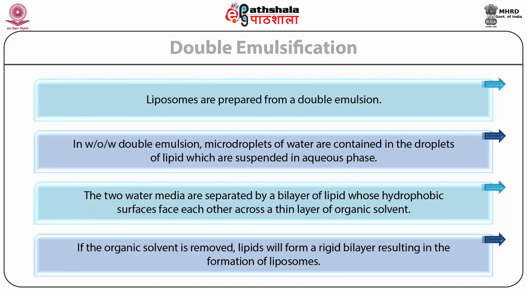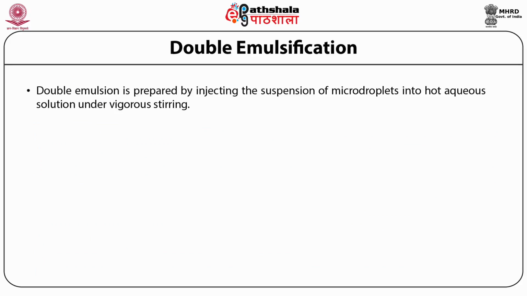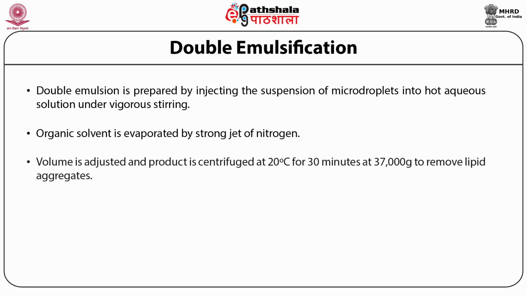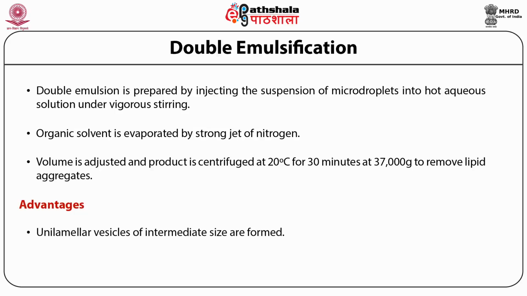of liposomes. Double emulsion is prepared by injecting the suspension of microdroplets into hot aqueous solution under vigorous stirring. Organic solvent is evaporated by a strong jet of nitrogen. Volume is adjusted and the product is centrifuged at 20 degrees centigrade for 30 minutes at 37,000 frequency to remove lipid aggregates. Advantages of these methods: unilamellar vesicles of intermediate size are formed. Theoretical entrapment yield is 100%.